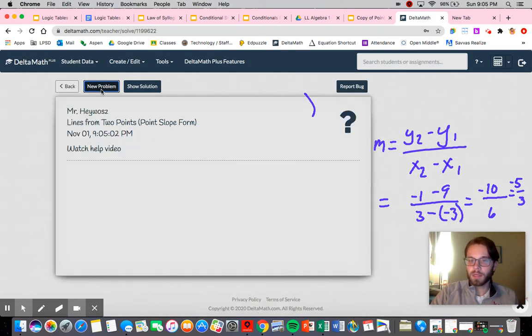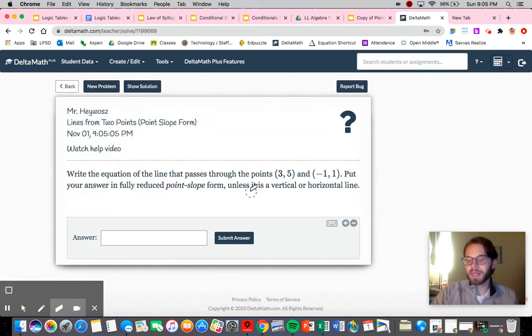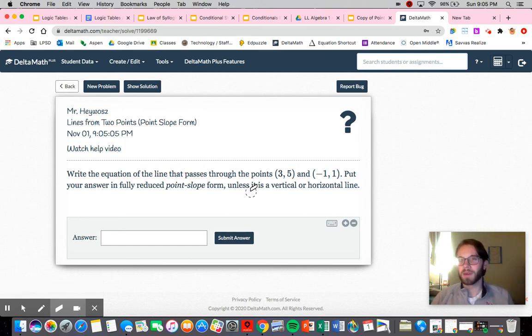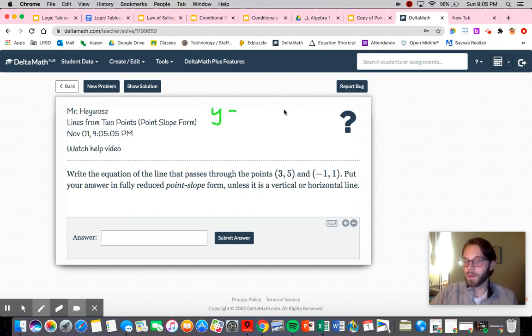Let's do one more just to make sure that we're all set. Let's not do that one. Let's do this one. Sorry, I didn't pick that last one because it was either going to be vertical or horizontal. I looked at it quickly and I saw that one of the points was exactly the same. I believe it was the y that was the same, so that would have been a horizontal line. And when you have a horizontal line, it's just y equals whatever the y coordinate is, which doesn't really help us with point slope form.